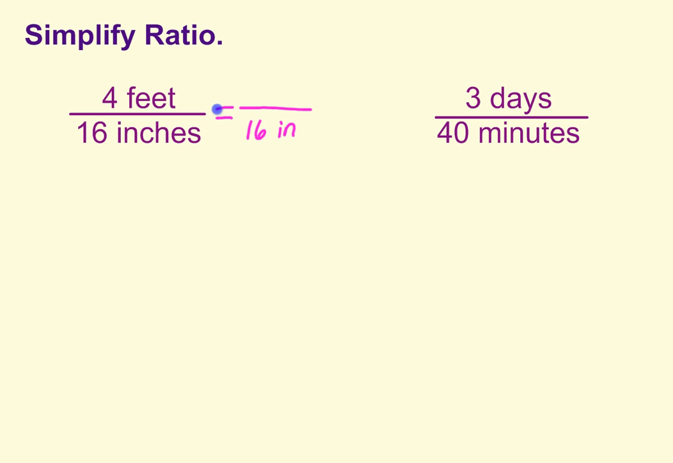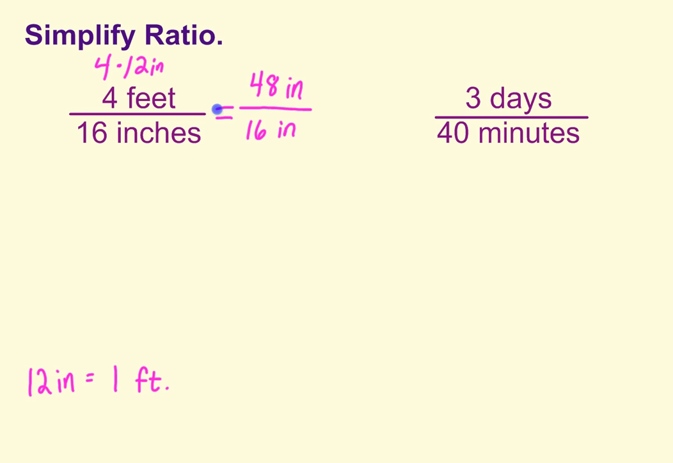So we want to think about any conversions we know between feet and inches. And we know that there are 12 inches in 1 foot. So we're going to use that fact to help us out. Because there's 4 feet and there's 12 inches in each of those feet, we're going to take the 4 feet and multiply it by the 12 inches. 4 times 12 gives us 48, and now we are in inches.